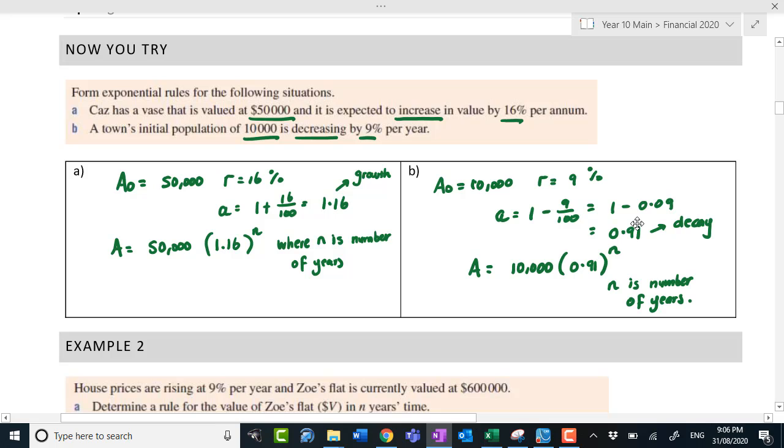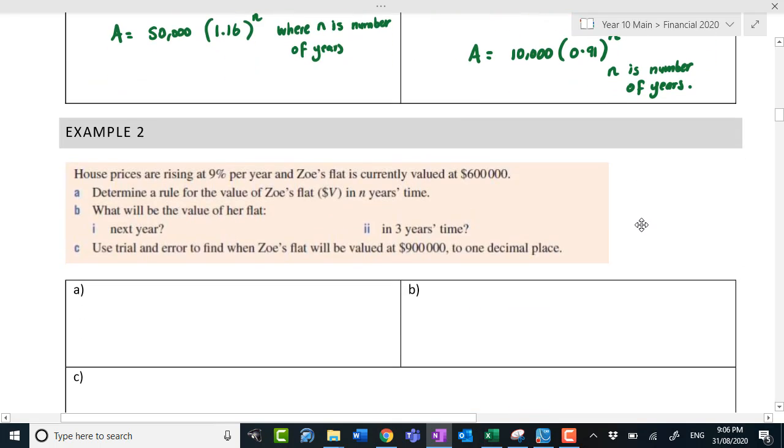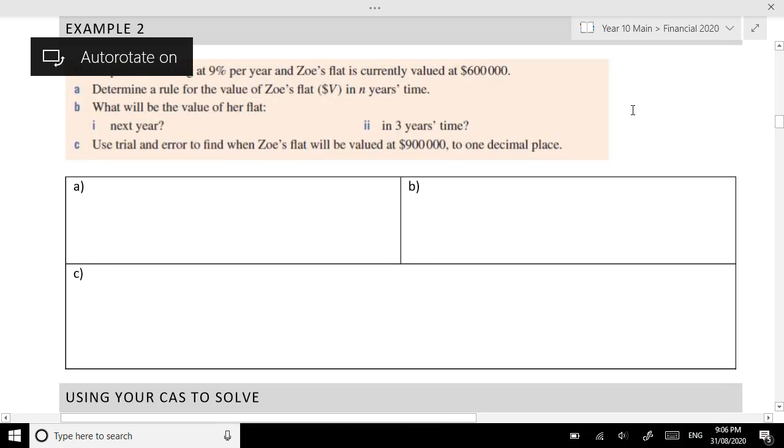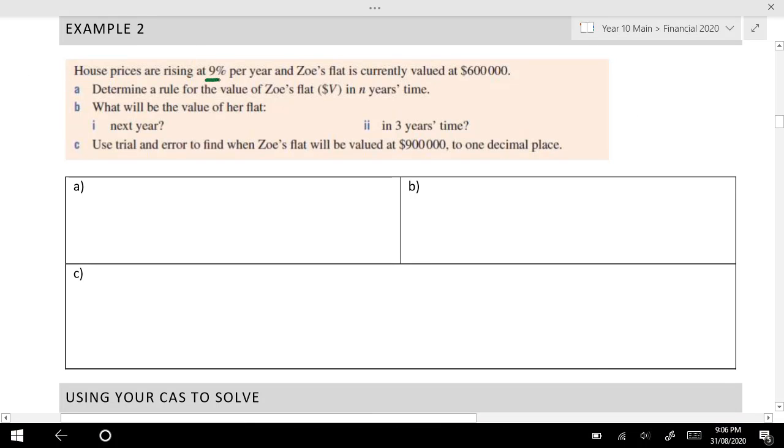Now, let's have a look at doing some of these. I'm going to be looking at another example, and let's see if we can do a more worded sort of problem. All right, now it says house prices are rising at 9%. So the first step is we want to get our highlighter or whatever, and underline the information that we need. So 9%, and it's rising. We need that bit of information. And also our initial value is 600,000. Now it says determine a rule for the value of Zoe's flat in n years' time.